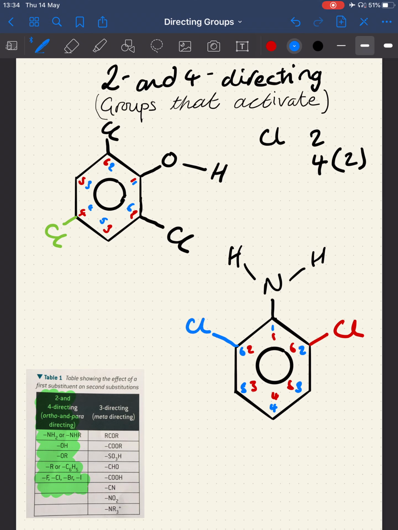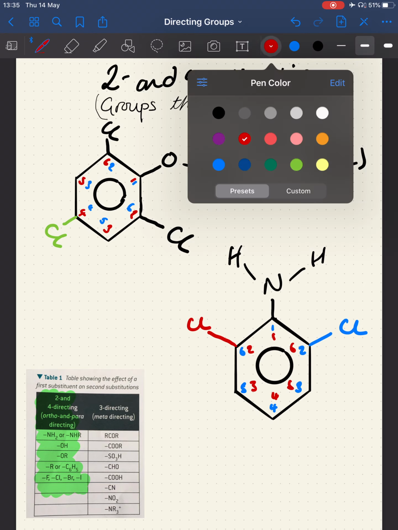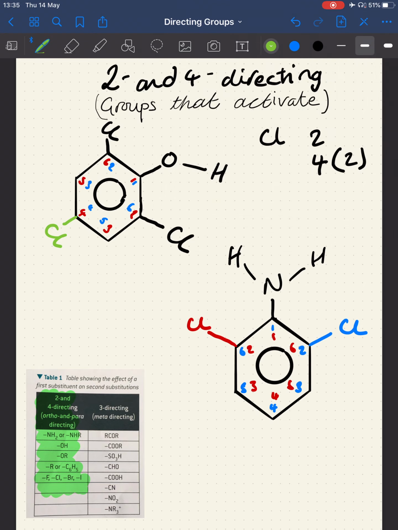I realise I've done that in completely the wrong colours. Let's redo that. We could substitute into position 2 here, or we could substitute into position 2 here. There, that's much better, isn't it? Colours actually match the colours. Or we could substitute onto position 4.